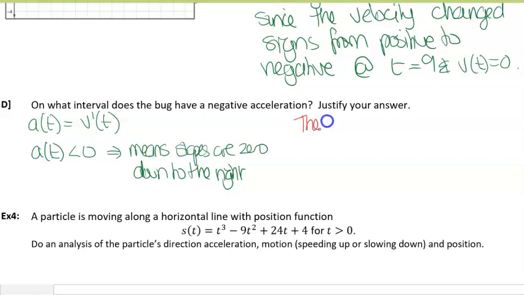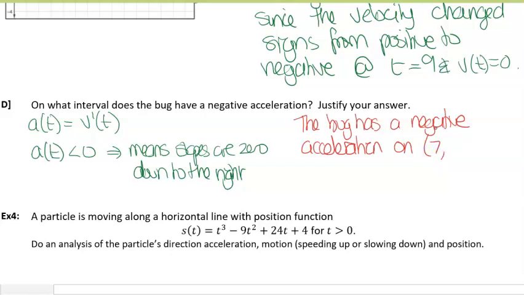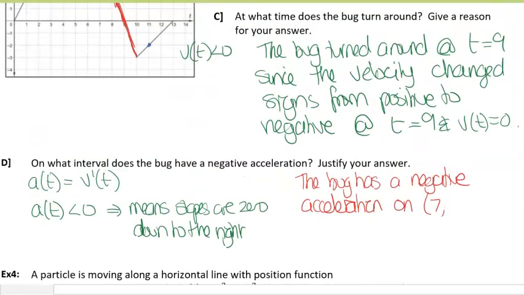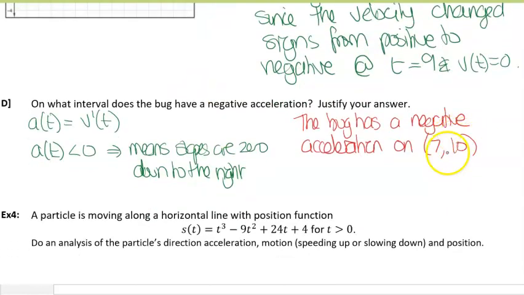So the bug has a negative acceleration on 7 to 10 since v prime is less than 0. I guess I could just put v prime is less than 0.